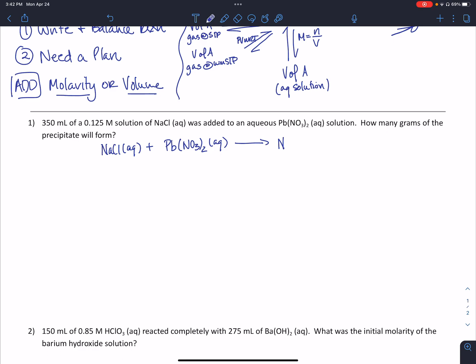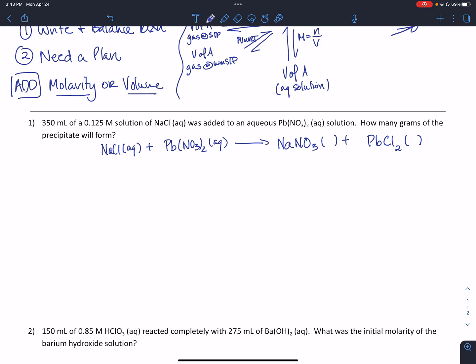So one of our products is going to be sodium nitrate. Sodium's +1, nitrate's -1, so we get one of each. And then our second product will be between lead and chloride. Pb here is +2, chloride's -1, so PbCl2. Now I've left the states blank because I'm going to need to check the solubility rules to see if these are soluble or insoluble.